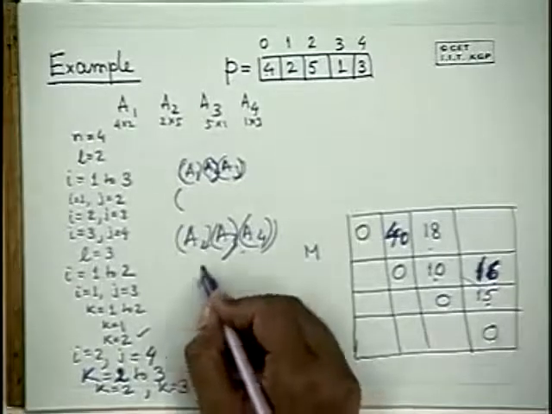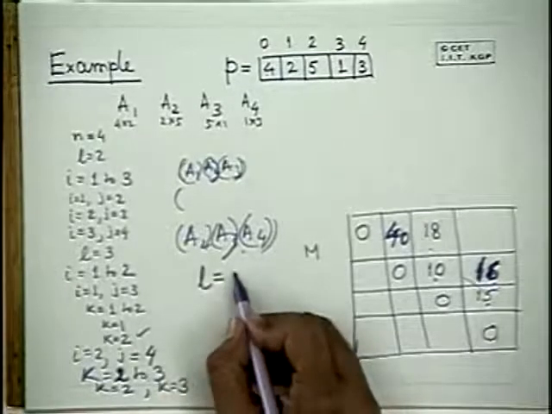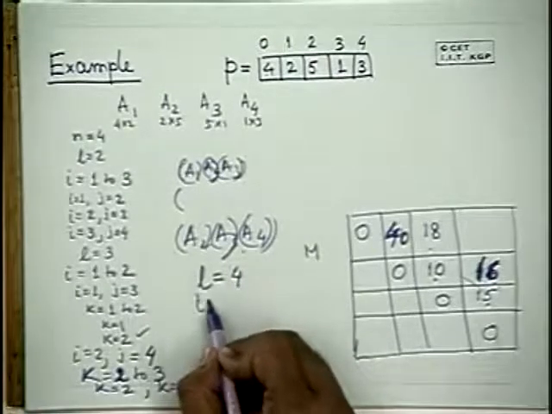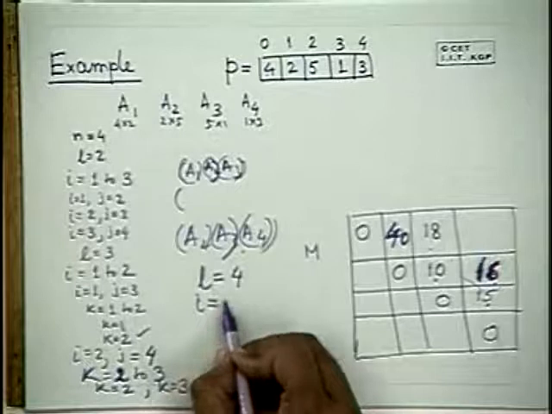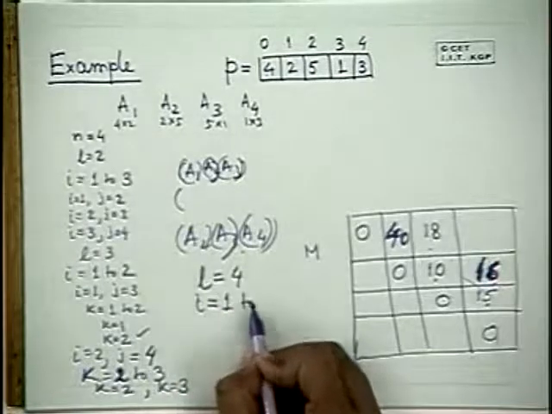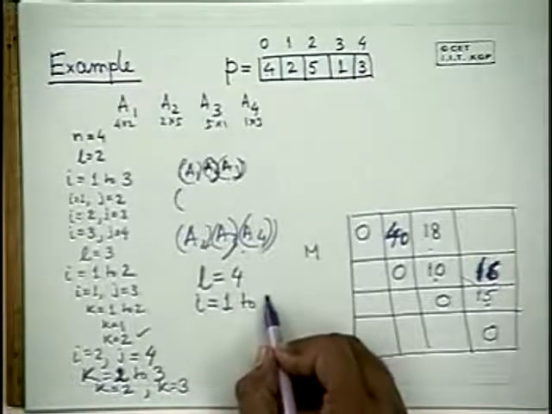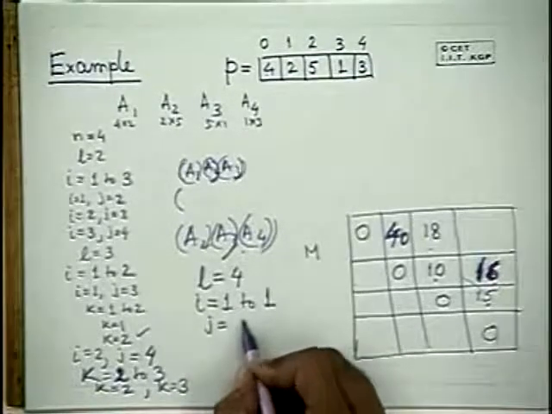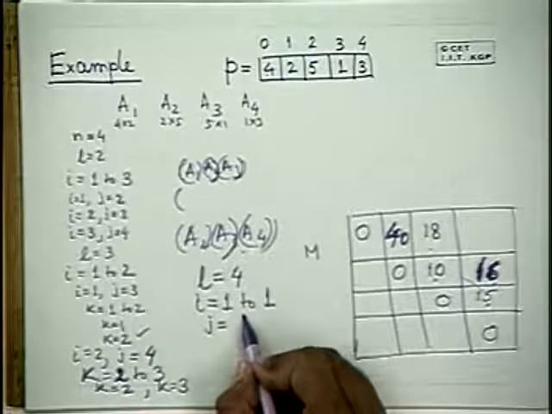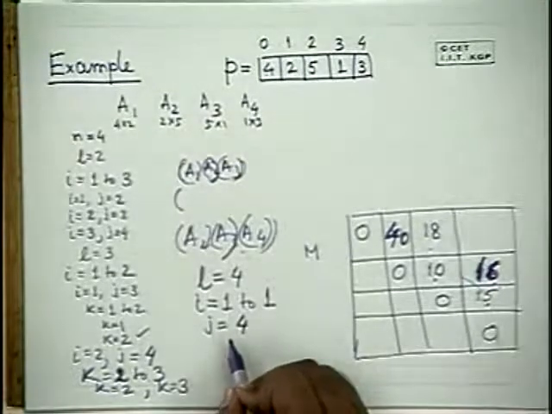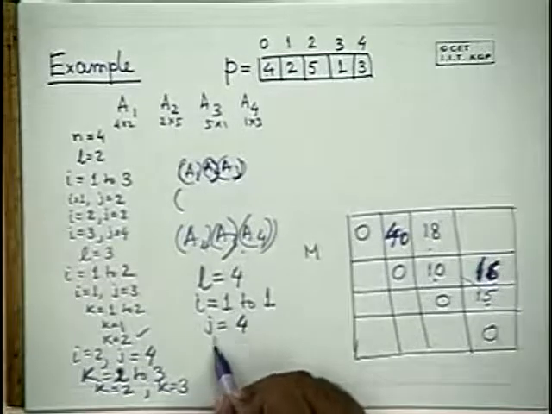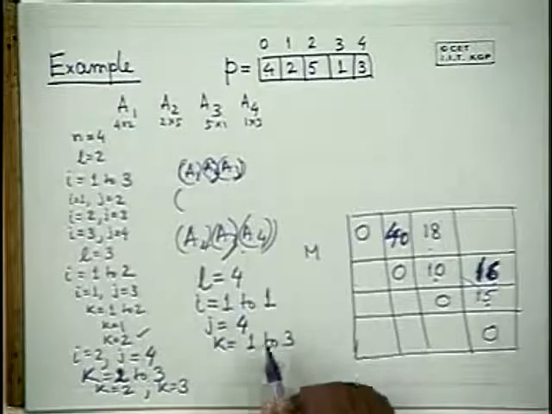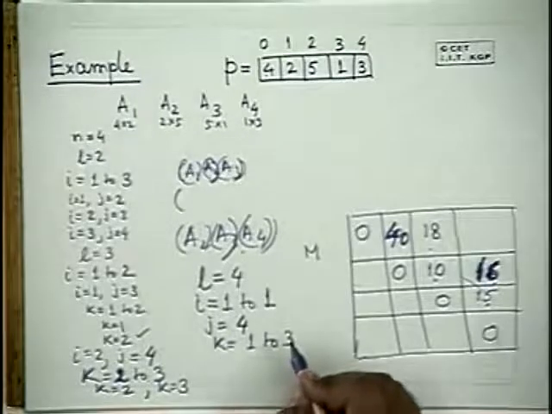So let us see. Now we are in the last leg. So we are done with, so L is equal to now should be 4. When L is equal to 4, I is equal to 1 to 1. So I is equal to 1 to 1. J is equal to 4. So J is equal to 4 and K is moving from I to J minus 1, 1 to 3. So K is equal to 1 to 3.